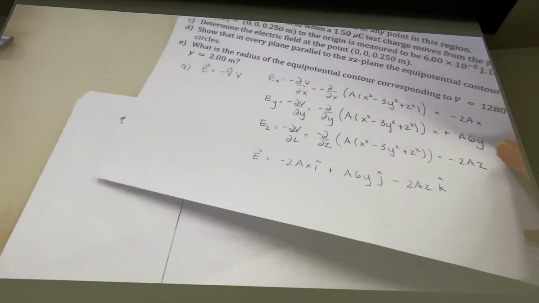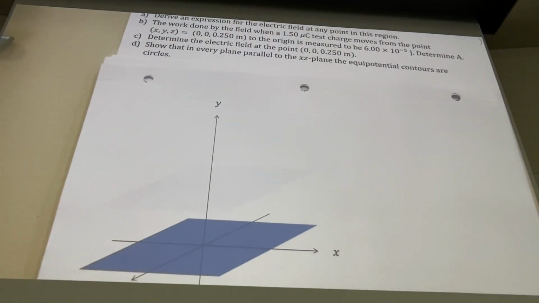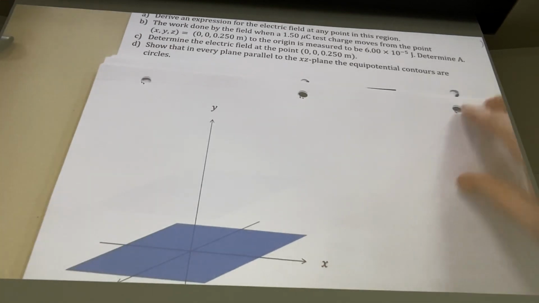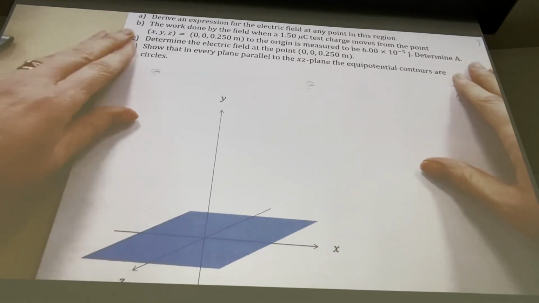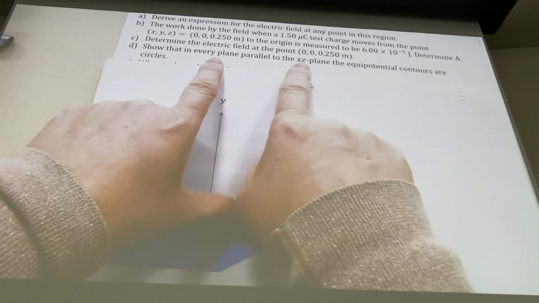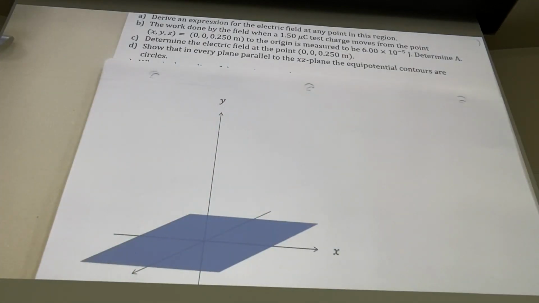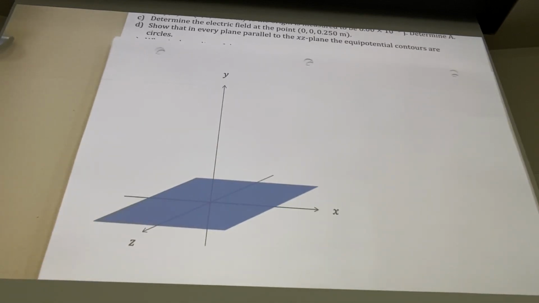Now we're moving on to part D, which reads a little bit funny, but it does ultimately, hopefully, make sense. Show that in every plane parallel to the XZ plane, the equipotential contours or equipotential lines are circles. So the first bit to decipher: what does it mean, every plane parallel to the XZ plane? X and Z are sort of horizontal like this, and Y is up and down. So an XZ plane is just a plane that's horizontal relative to the ground, basically.